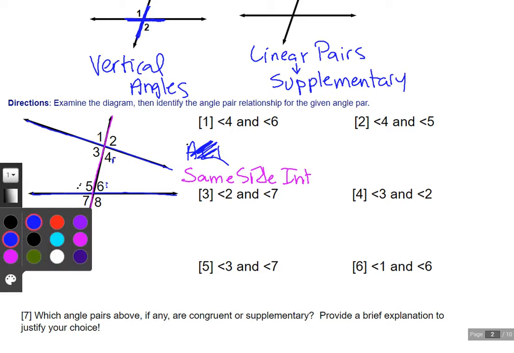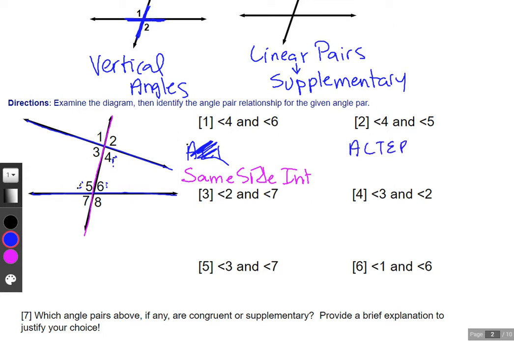Looking at 4 and 5. 4 and 5 are also trapped between the two lines, but they're on either side of the transversal. So these are going to be alternate interior angles. Okay. 2 and 7, well, 2's here, 7's here. They're definitely outside the two lines, so they're exterior. One's on the left, one's on the right. We're going to call these alternate exterior.